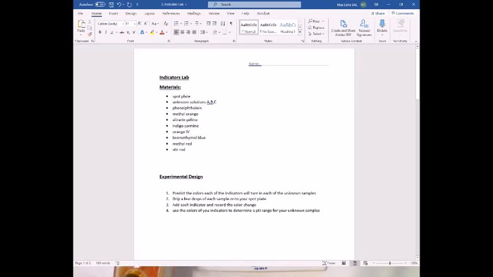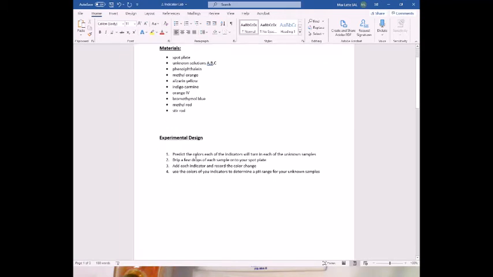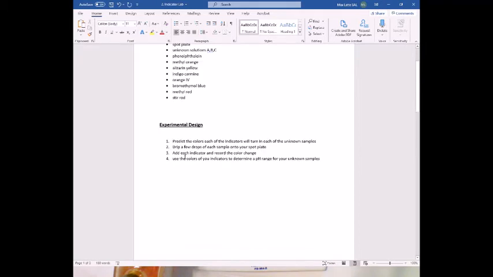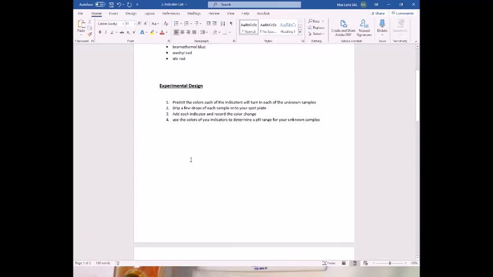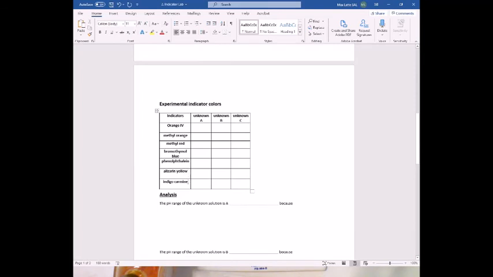Okay, so let's give this lab a go. I'll just go through the design. We're just going to predict the colors of each individual indicator. We'll turn in unknown samples, drip a few drops of each sample into your spot plate, add an indicator and record the color change. Use the colors of the indicators to determine the pH range for your unknown samples. Actually, we're not going to do this one. Delete entire row. We're just going to use 6 to make it easier.